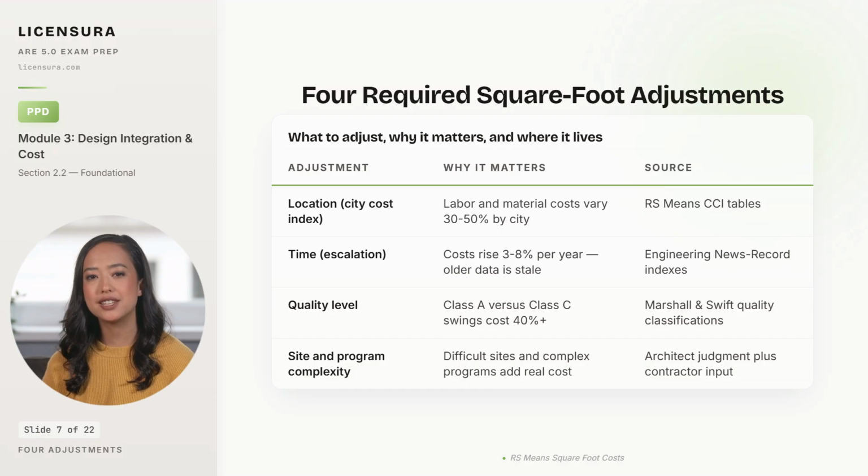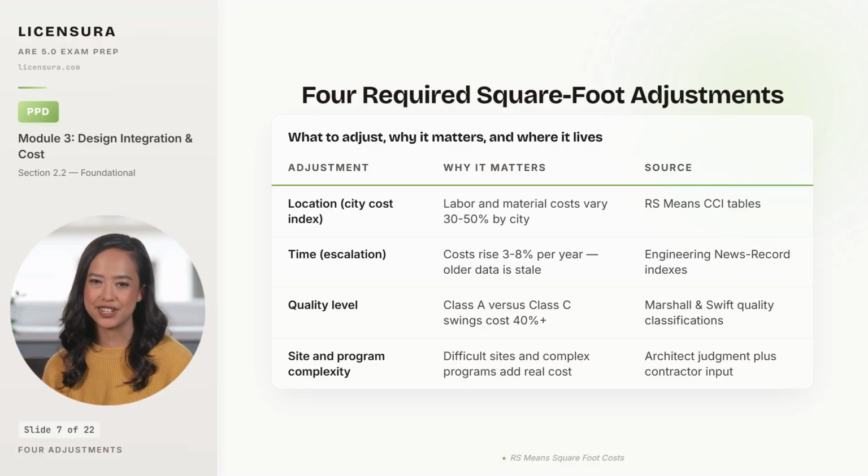Location adjustment uses the RS Means city cost index because labor and material costs vary by 30 to 50% between cities. A project in Manhattan is not priced like a project in Topeka, and pretending otherwise is malpractice.